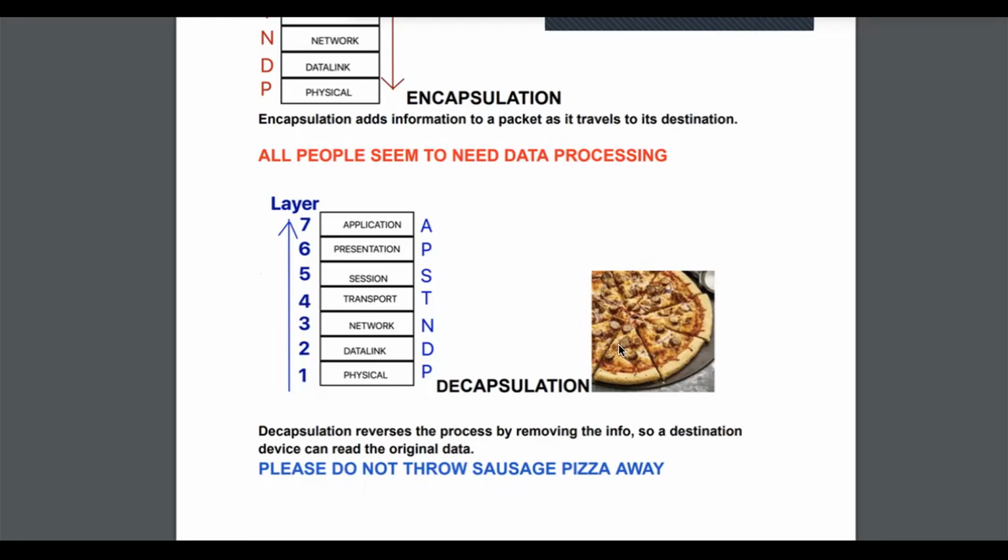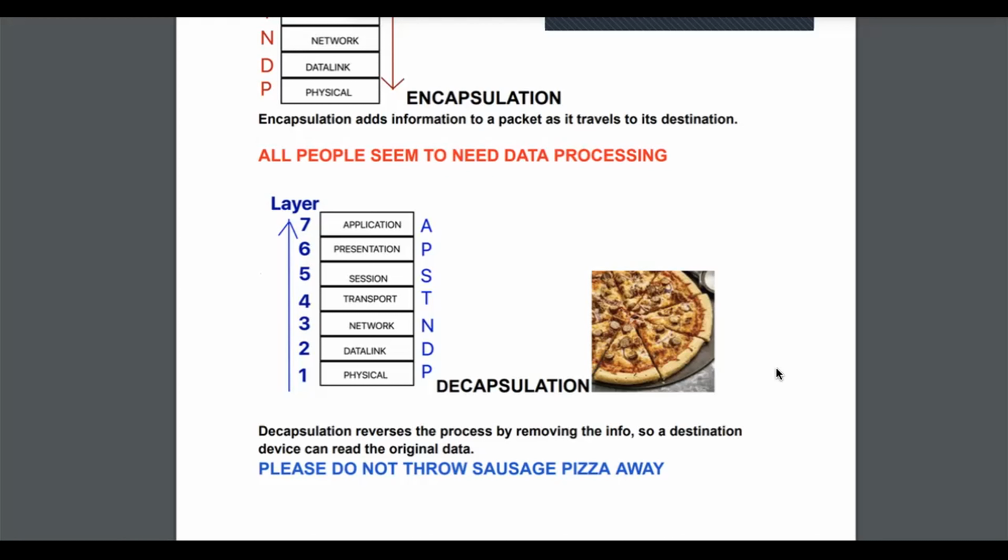You see this beautiful pizza over here? Yeah. Please do not throw sausage pizza away. How would you throw something so beautiful? So yummy, right? It helps you to never forget about this OSI model and how it is labeled.